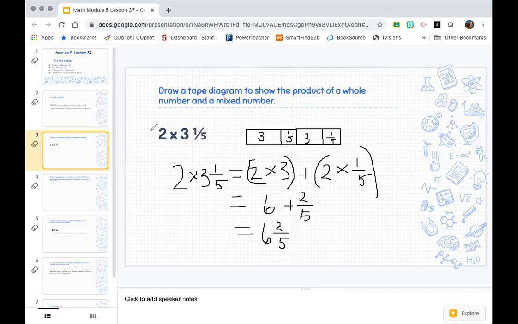So that's using a tape diagram to show the product of a whole number and a mixed number when multiplied. Notice what we did is we distributed the 2 to the whole number of 3. We did 2 times 3, and then we distributed it to the 1/5. So that's what the distributive property is.